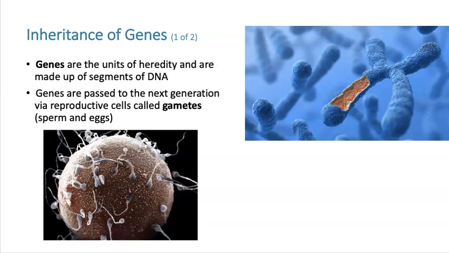So we do have to talk about genes. And genes are the unit of heredity, but they're made up of segments or pieces of DNA. So genes are a small subset of DNA. If you look at this chromosome here, you might think that this whole thing is one gene, but that's not true. A gene is just a small subset of that DNA. They are passed down to the next generation in the cell type called the gamete, which I talked about in the last chapter. Gametes are sperm and eggs.